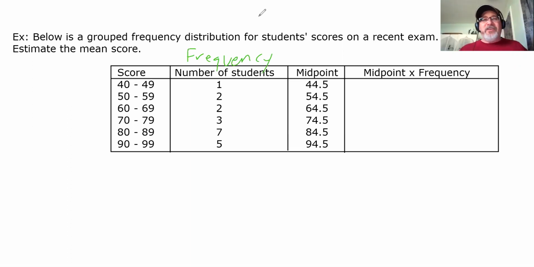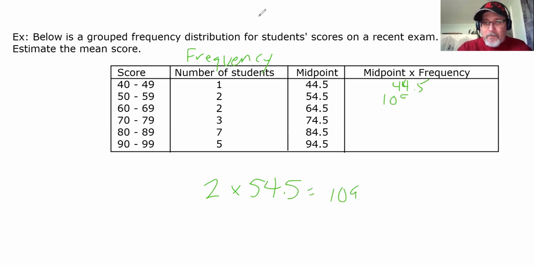Now, the first one is easy. 1 times 44.5 is 44.5. But when we add up the people who got in the 50s, there were 2 of them times 54.5, which is going to be 109. And for the 2 people that scored in the 60s, there were 2 of them. We're assuming they both made a 64.5. That's going to be 129.